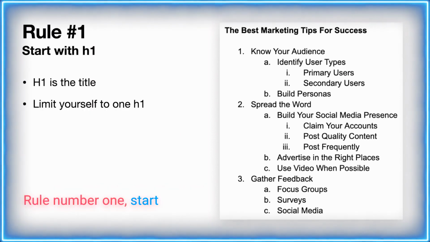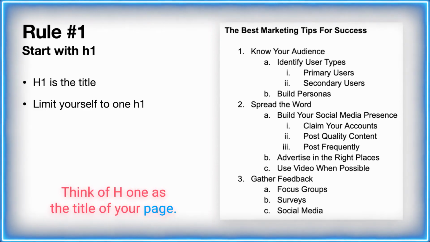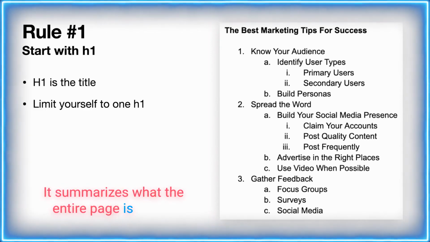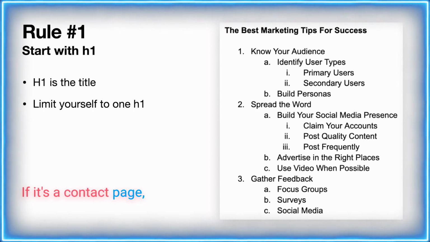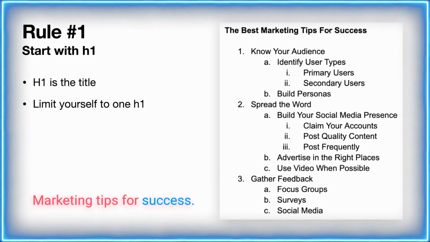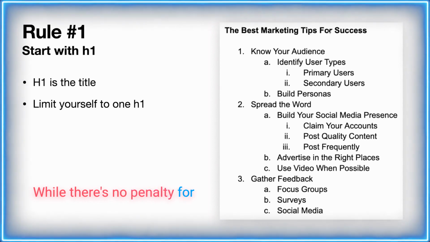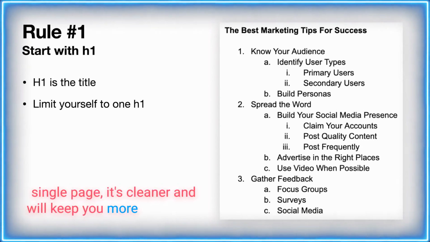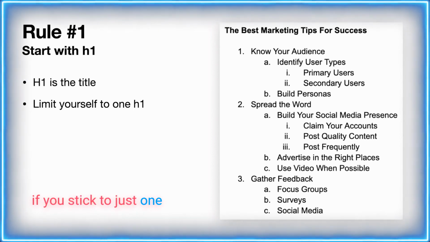Let's go over the basic rules and use this outline as an example. Rule number 1, start with H1. Think of H1 as the title of your page. It summarizes what the entire page is about. If it's a contact page, the H1 could be Contact Us. Or if it's an article like our example article, the H1 would be The Best Marketing Tips for Success. While there's no penalty for using multiple H1s on a single page, it's cleaner and will keep you more organized if you stick to just one.